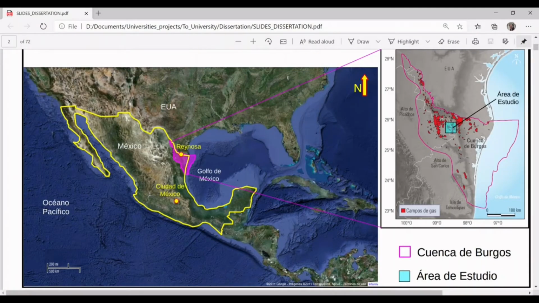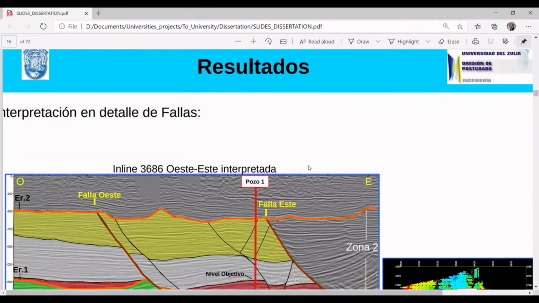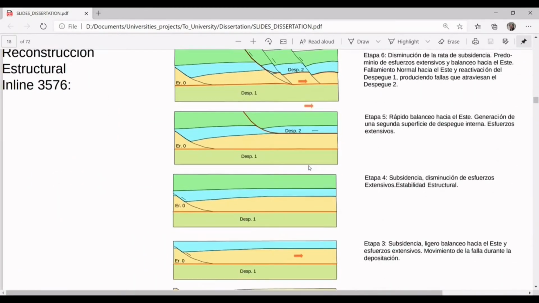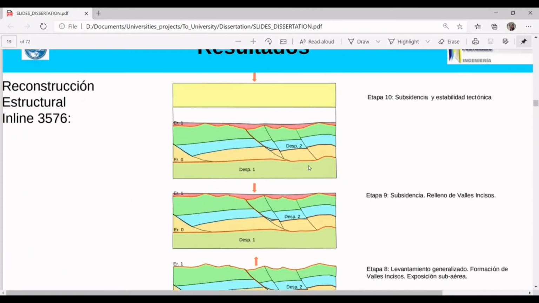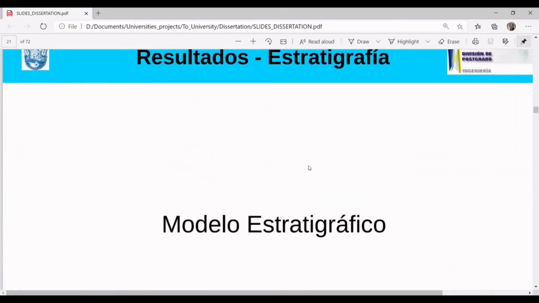Another project that I've been working on during these months is related with my first master degree dissertation in the northern part of Mexico. During this dissertation work, I touched many topics related with structural analysis, as you can see here. I touched also backstripping and restoration steps. Here I show the stages of the restoration work.